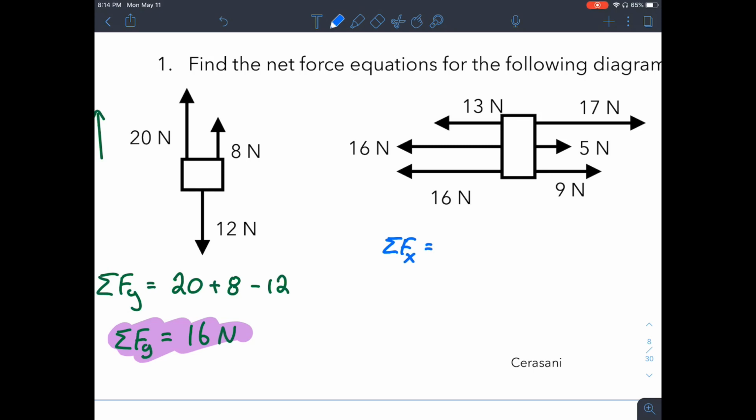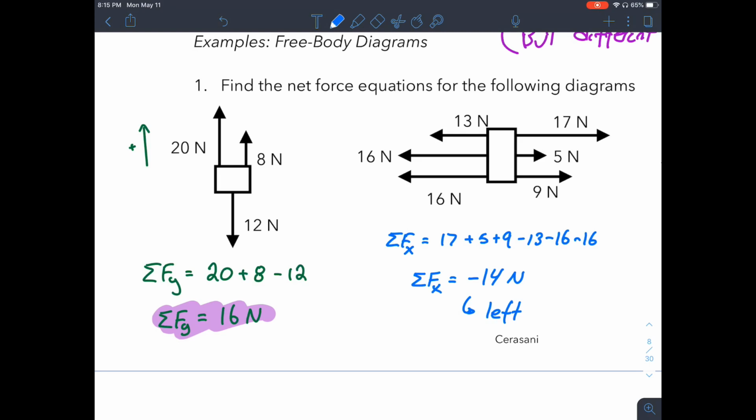So we can say the sum of these forces, well, what do we have going to the right? We've got 17 to the right, plus 5 to the right, plus 9 to the right, but we're losing 13, 16, and another 16 all to the left, which means in total the net force, the sum of the forces acting on this entire object, is actually negative 14 newtons. And that negative means to the left, okay? That's fine.